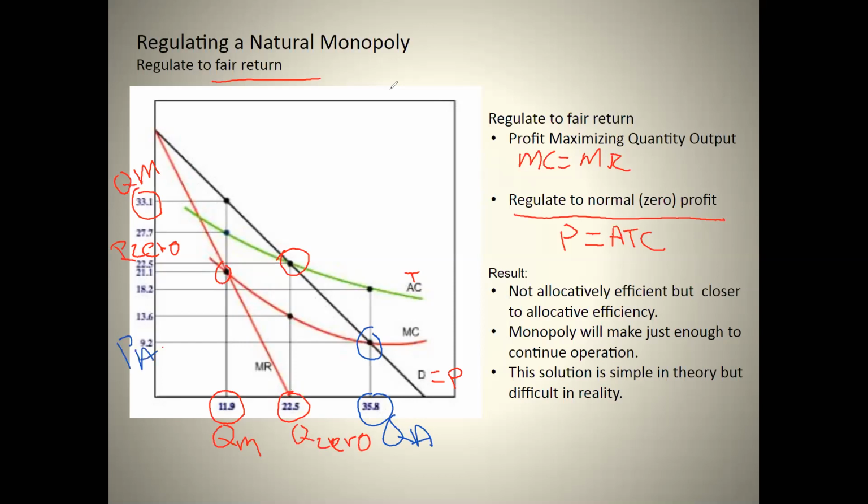So we got the price down some, right? But not all the way to allocative efficiency. We got the quantity up some, but not all the way to allocative efficiency. Okay, so the monopoly will be making just enough to stay in business, and it gets us closer to that allocatively efficient point. But this is a simple solution in theory, but difficult in reality.